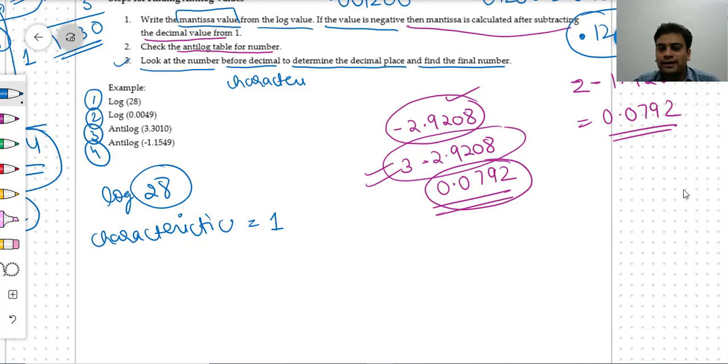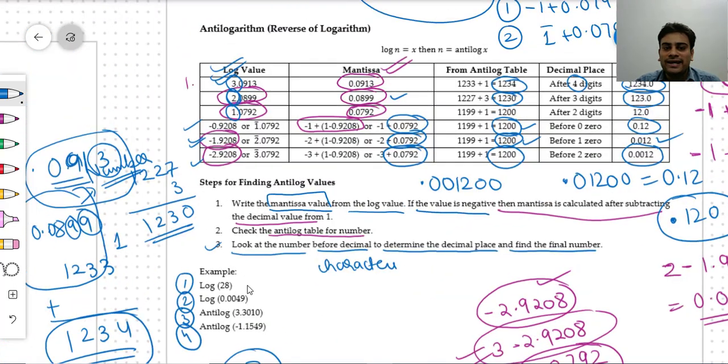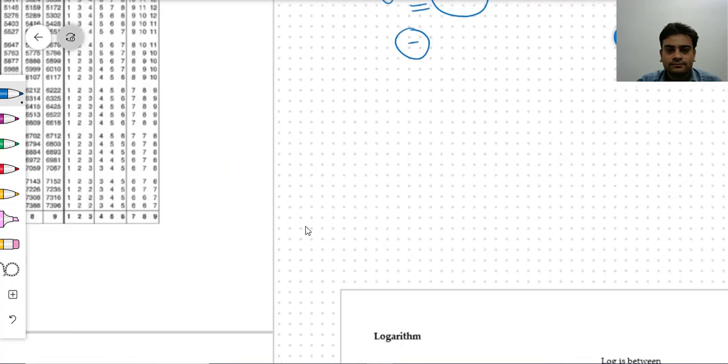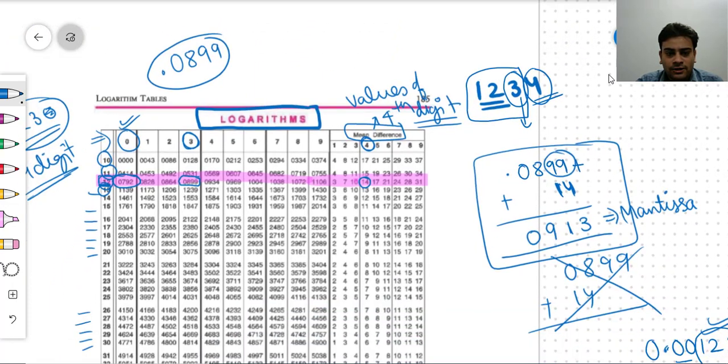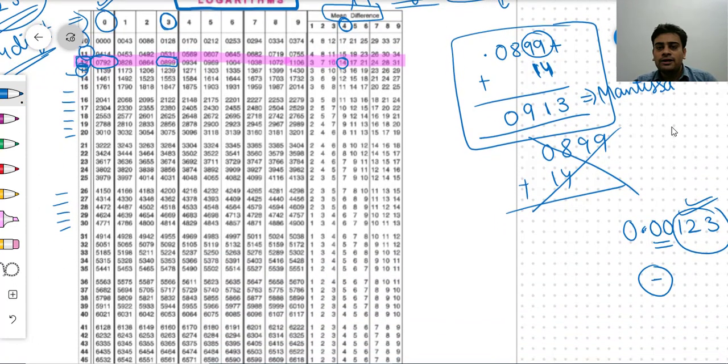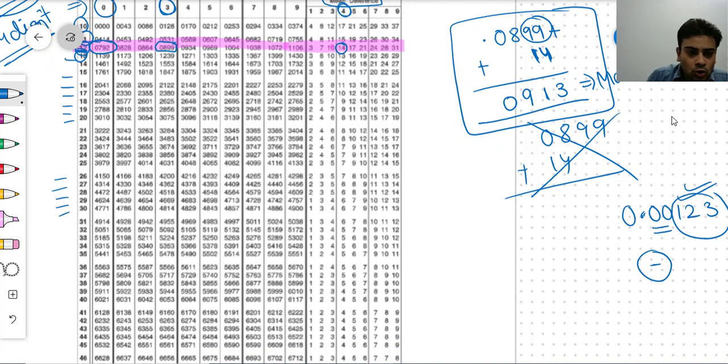Now we look at the mantissa, in the log table. Since my number is 28, these are the first two digits, so you first look at the first column for 28. And since after 28 we don't have any digit, we always look at the corresponding 0 column. It is equal to 4472, right? So this is basically your value of mantissa.